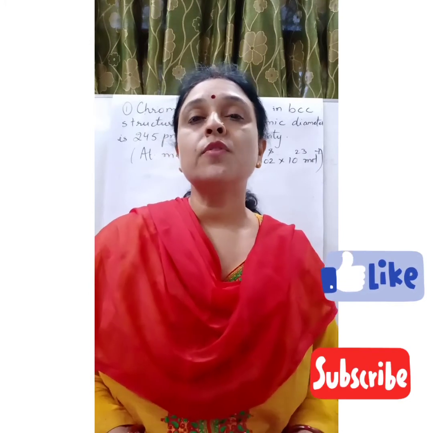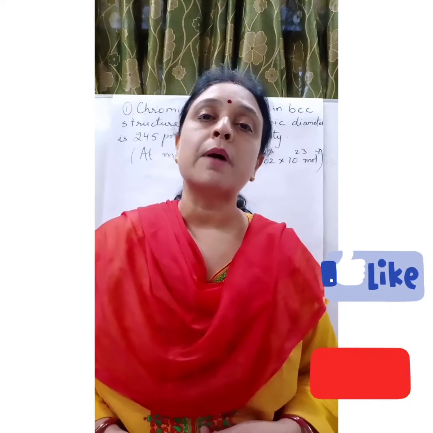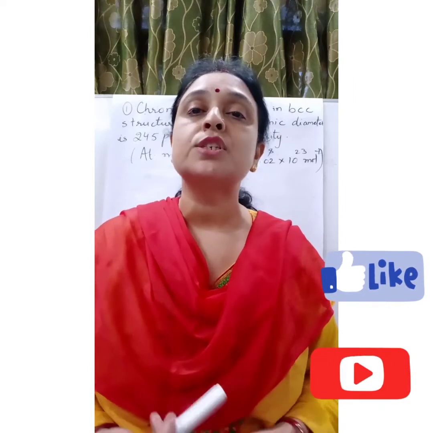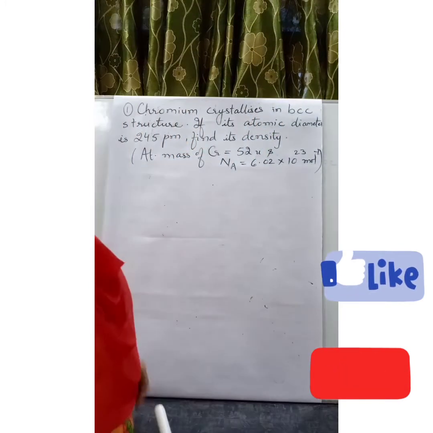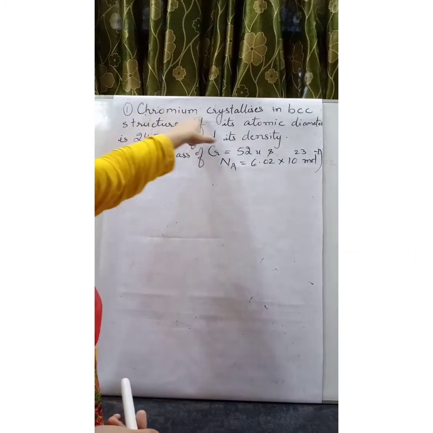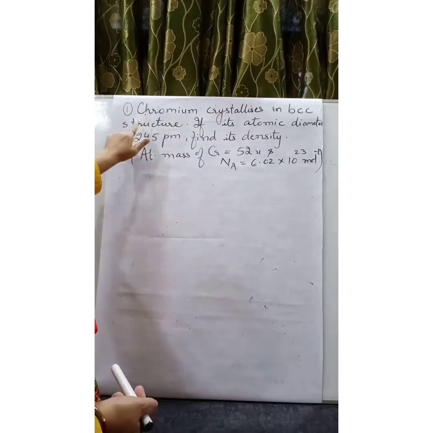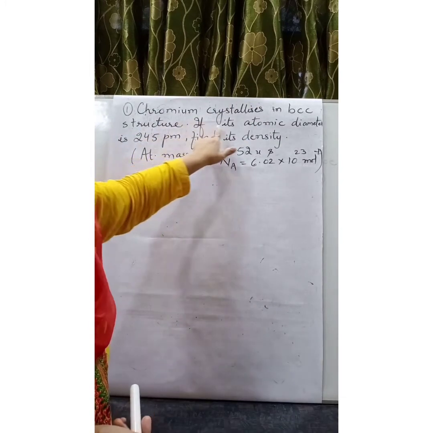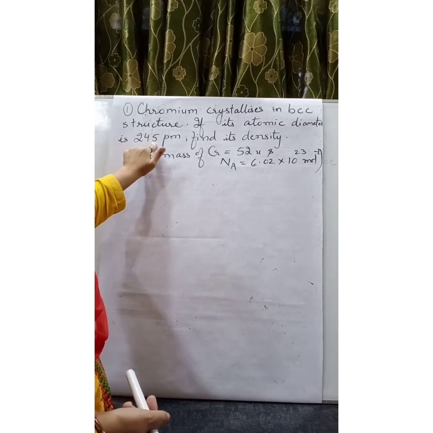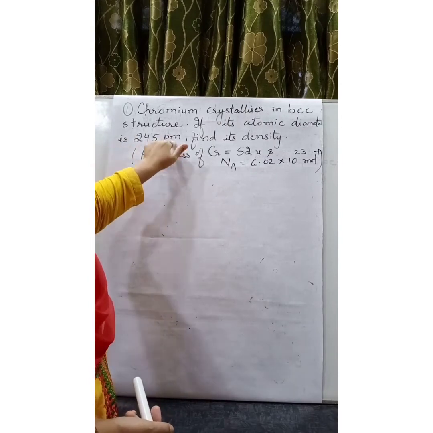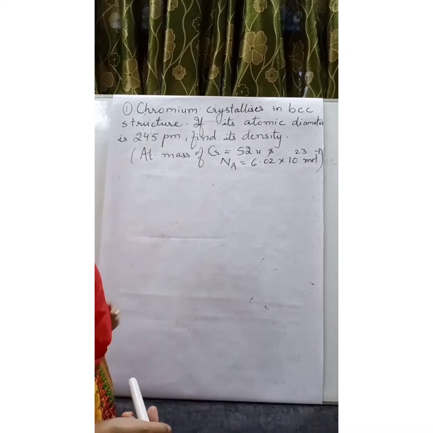In this video, we will be discussing the numericals based on dimensions of unit cell. Let us see the first type of numerical. Chromium crystallizes in BCC structure. If its atomic diameter is 245 picometers, find its density.